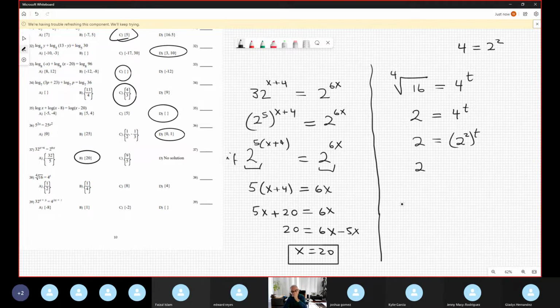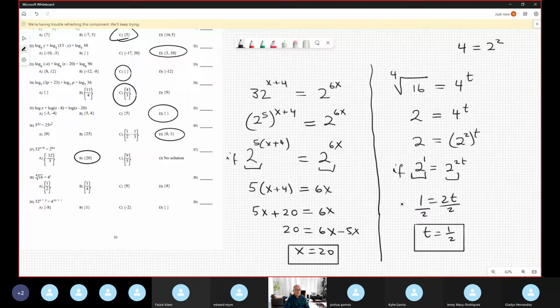Again, we have two levels of the exponent, it is 2t. Again, we have two exponentials, same base. The exponent here is 1, invisible. Now 1 is equal to 2t. Divided by 2 both sides, t is 1 half. T is 1 half. There you go, option A.